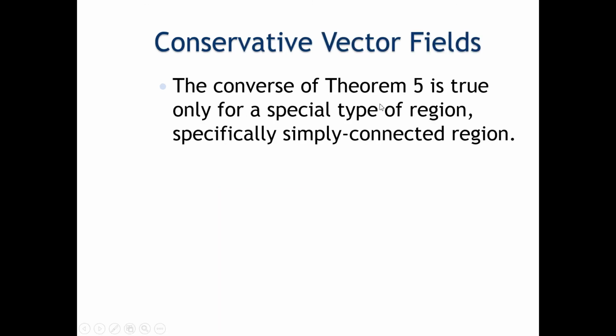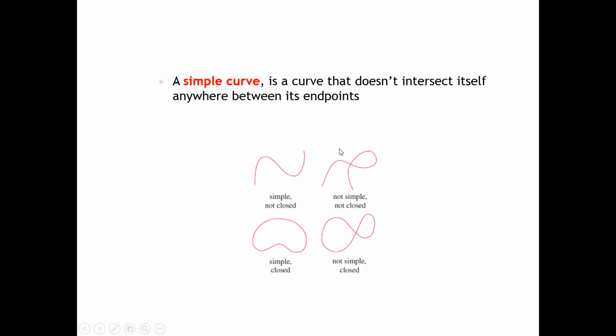Okay, the converse, I already told you, the converse of theorem 5 is true only for a special type of region, specifically a simply connected region. So what is a simply connected region? A simple curve is a curve that does not intersect itself anywhere between its endpoints. So this is a simple curve, but this is not closed. This is not simple, not closed. This is a simple closed curve, and this is a closed curve, but this is not simple. Okay, according to this definition.